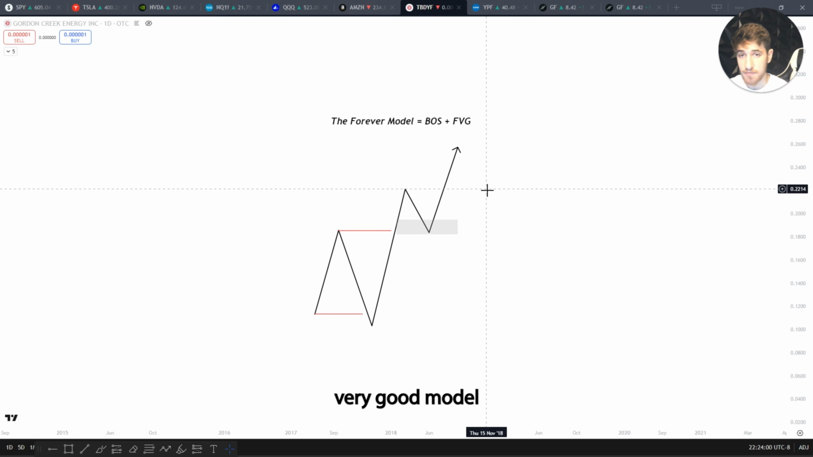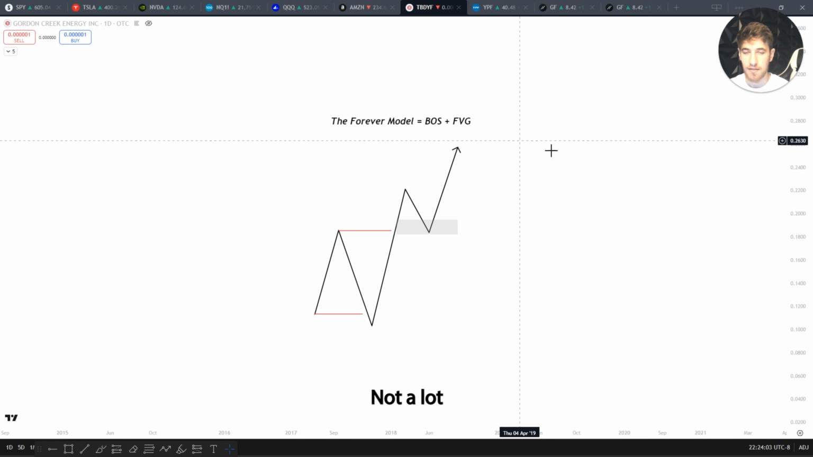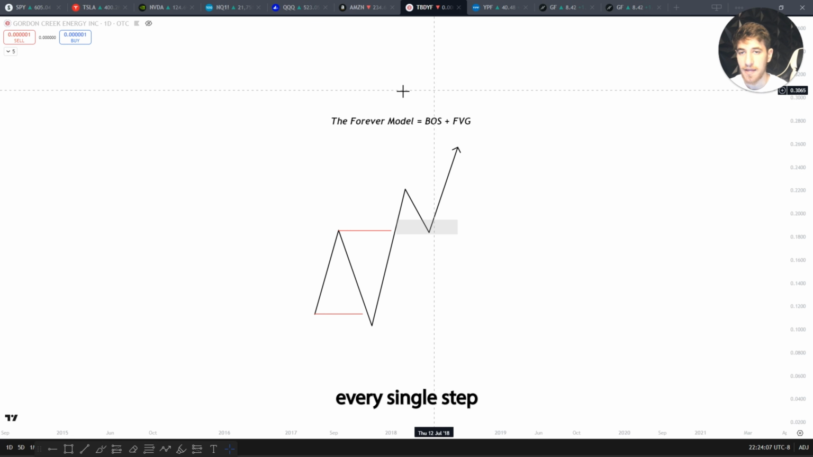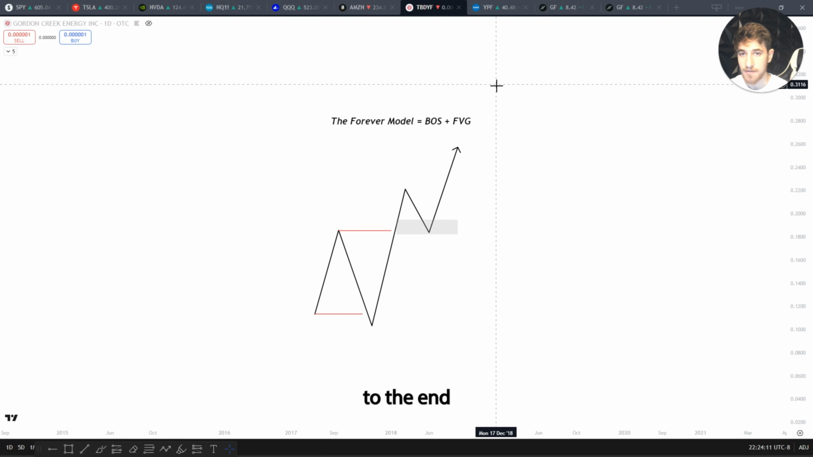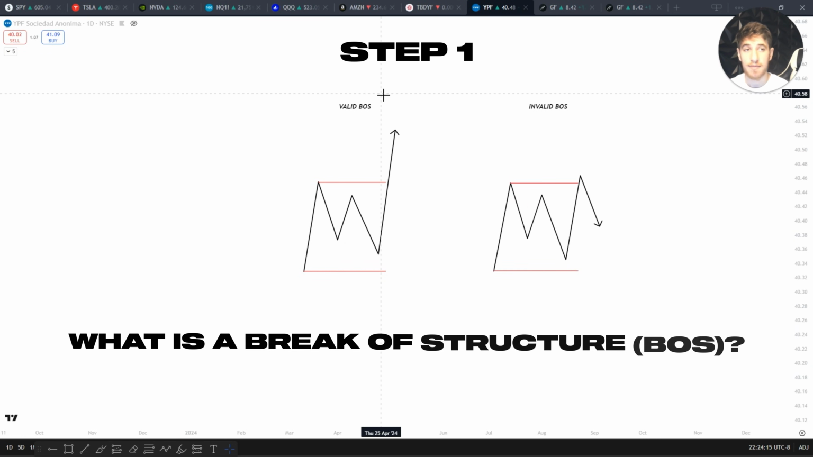It's a very good model that anybody can pick up. Not a lot to really learn about it. Let's go ahead and break down every single step of this strategy so everybody can understand it from beginning to the end. The first thing we want to take a look at is what is a breakup structure.